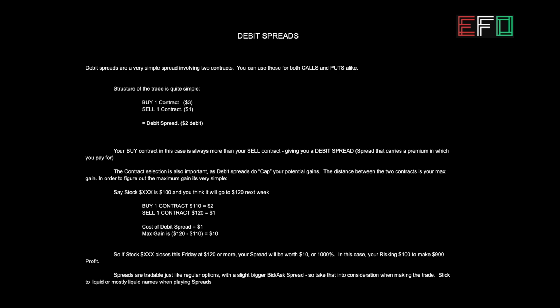Your maximum gain on this spread would be $10, because you simply take the contract you sell, $120, and subtract the $110, the one that you buy. This gives you $10 of space in between. So if stock X closes Friday at $120 or more, your spread would be worth $10, or 1,000%. In this case, you're risking $100 to make $900 in profit.